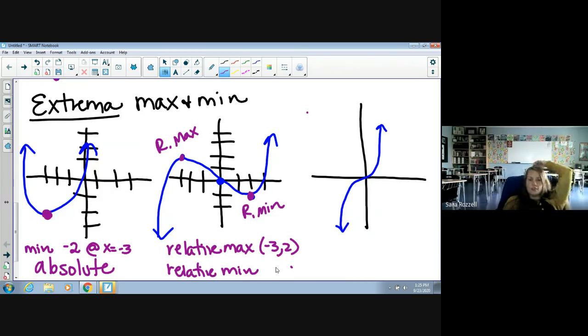And we have a relative minimum at which ordered pair? 2, -1. Thank you, Jeremiah. I saw those hands. At 2, -1.